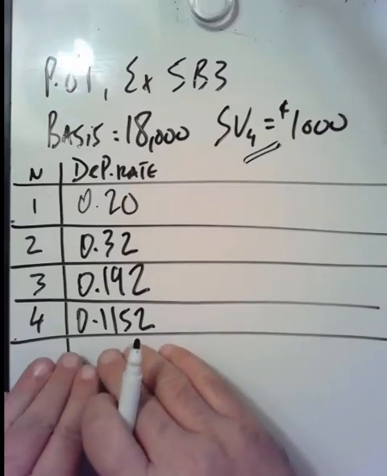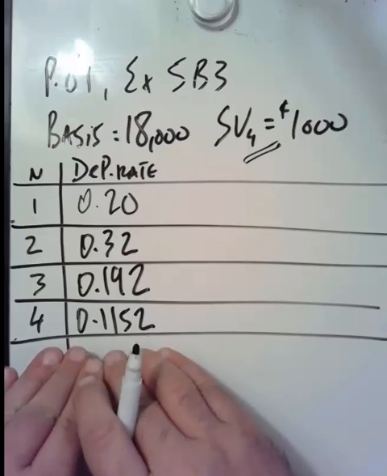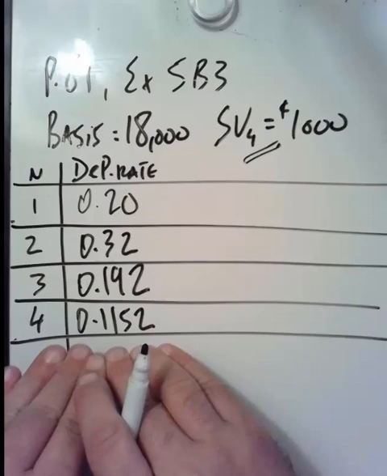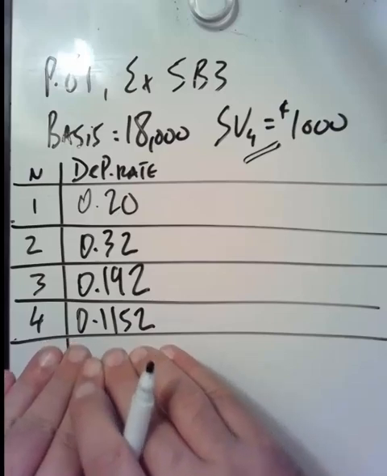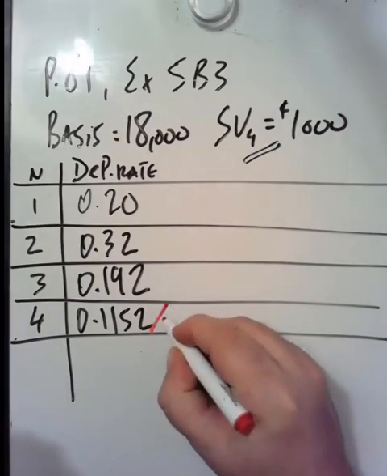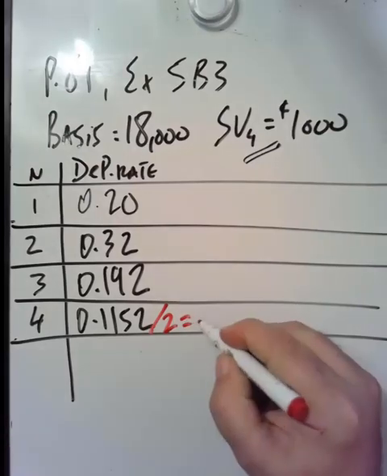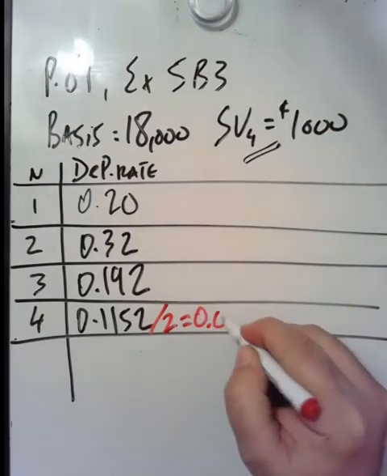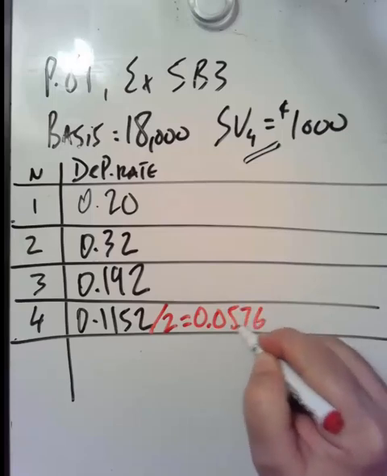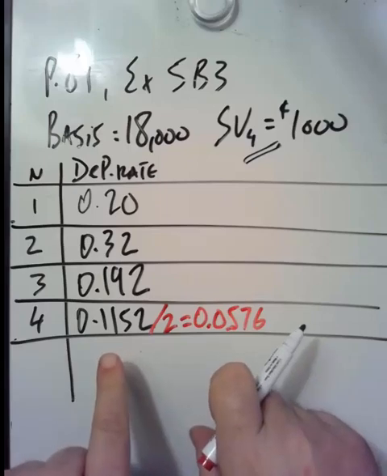So for this year that we are selling it, we're getting rid of it, we can only record half of this amount because it follows the mid-year assumption. So we're going to divide this amount by 2, and this is going to give 0.0576. Okay, half of that amount.